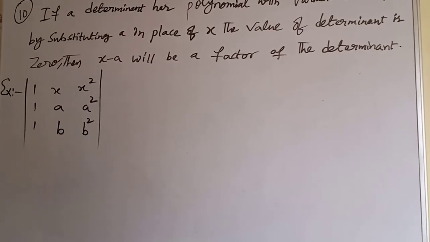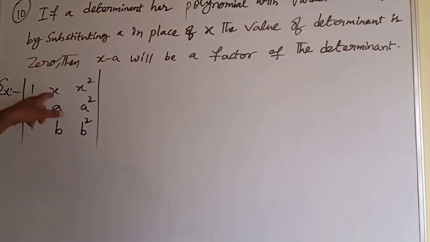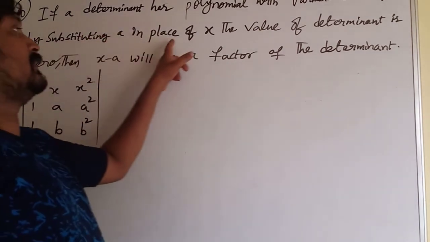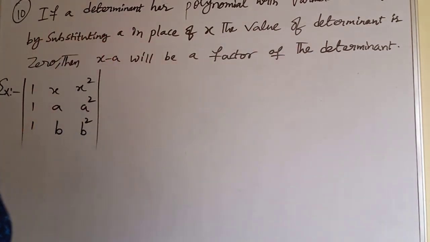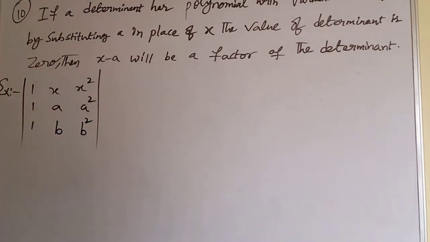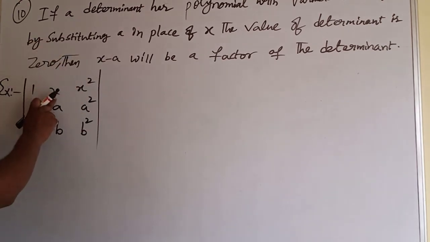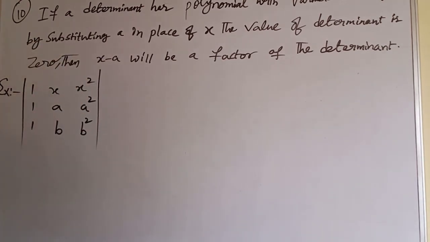If a determinant has a polynomial with variable x, and by substituting a in the place of x the value of the determinant is 0, then x minus a will be a factor of the determinant. Always remember carefully what they are saying: if you substitute a in the place of x and the total determinant becomes 0, then x minus a is going to be a factor.